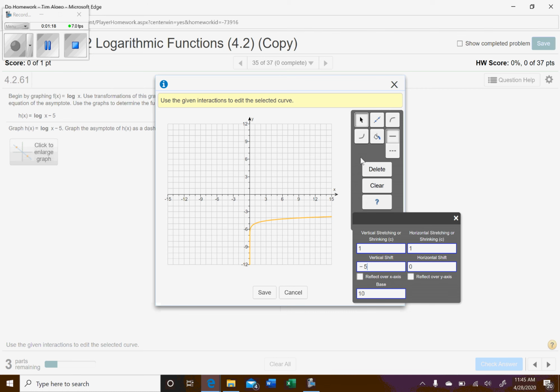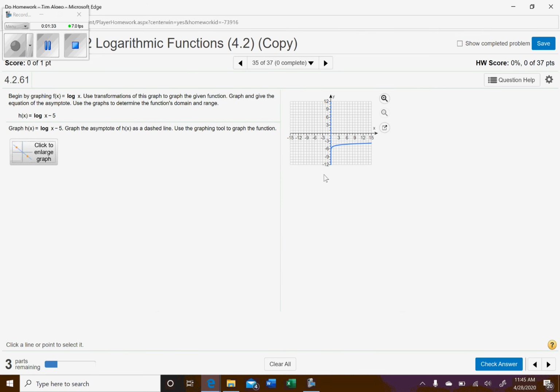Then I need to go ahead and include, this time, a vertical asymptote. Last time we were having horizontal asymptotes. Logarithms have vertical asymptotes, and so once again I want to make that dashed. So I'm going to go ahead and save that. So I have my logarithm graph with my vertical asymptote. There we go. So that was correct. And then it'll ask us some questions.